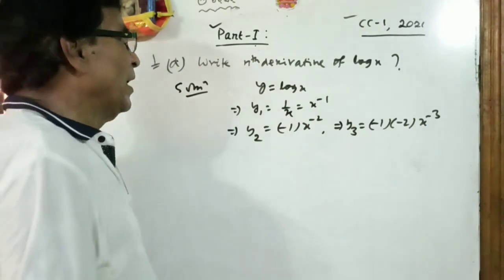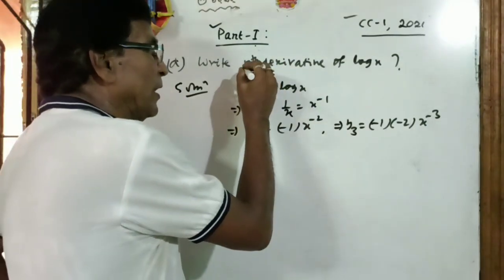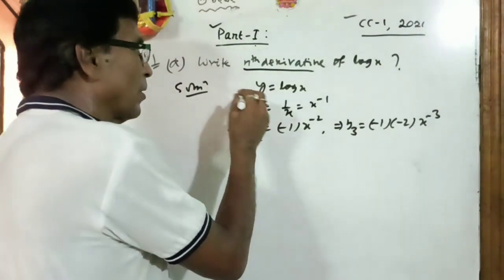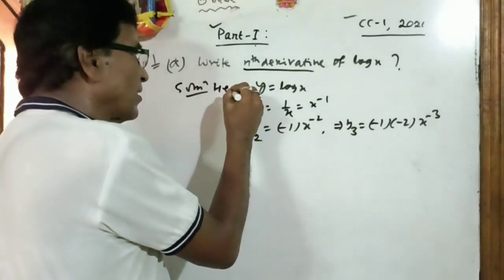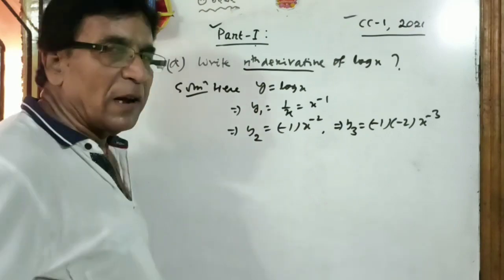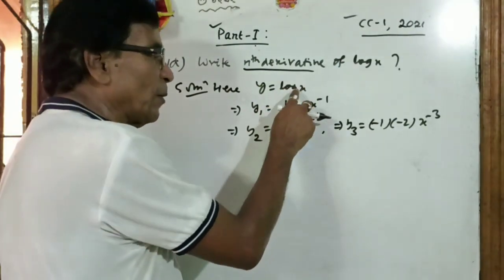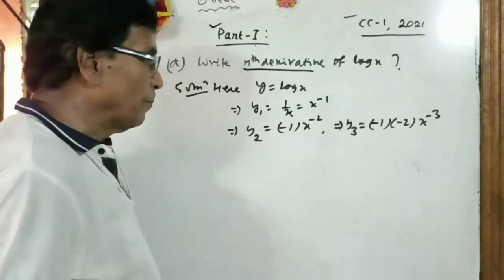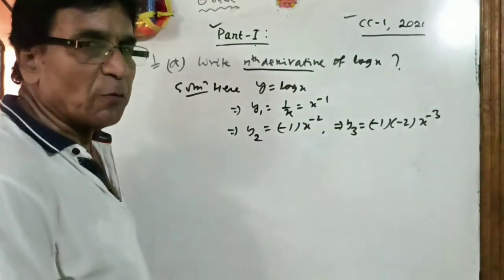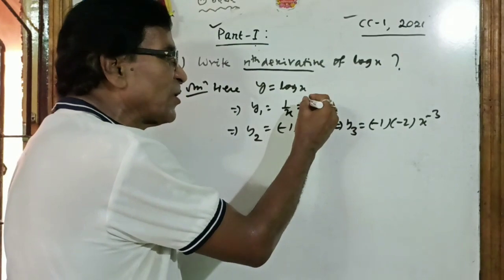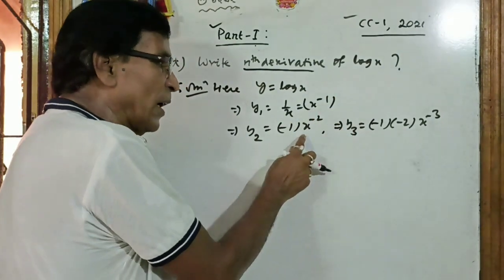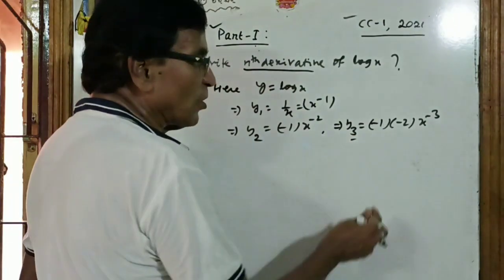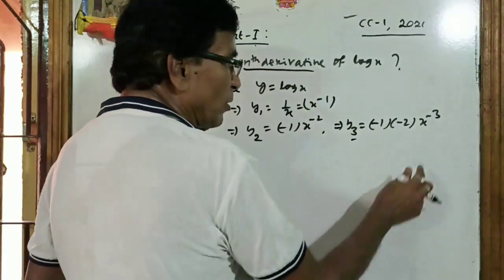Here we have to find the nth derivative of the function y is equal to log x. The first derivative y1 is equal to the derivative of log x with respect to x, which is 1 by x, that is x to the power minus 1. The second derivative y2 is the derivative of x to the power minus 1, that is minus 1 into x to the power minus 2. Similarly, the third derivative y3 is equal to 2 into x to the power minus 3.